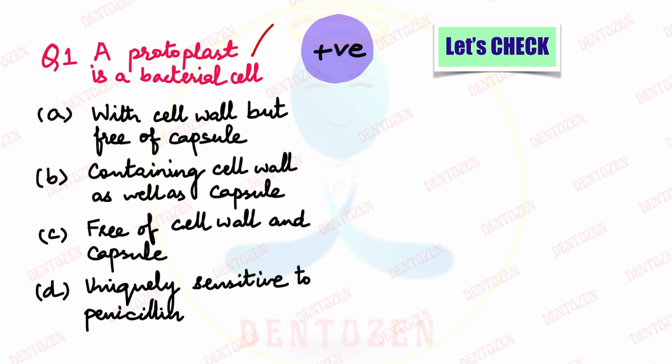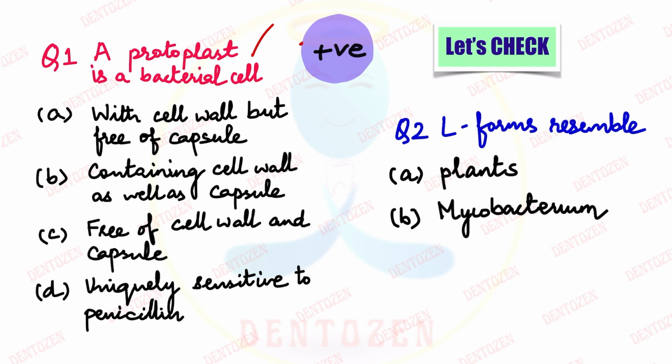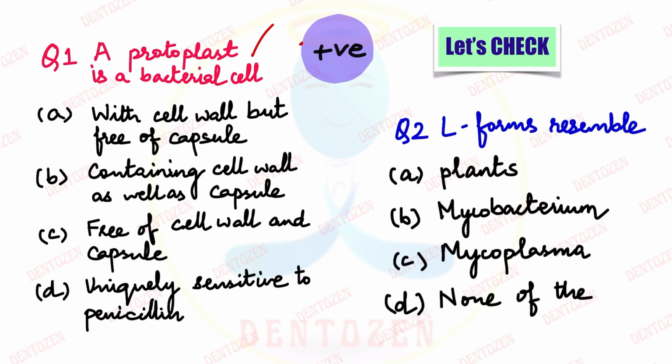Question number 2. What are L forms? They resemble plants, mycobacterium, mycoplasma, or none of the above. So what do you think? L forms resemble which out of these?